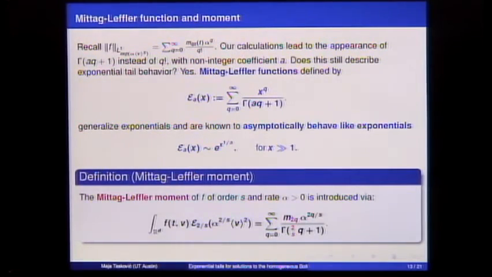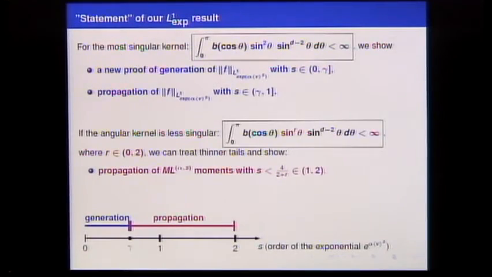And so we define Mittag-Leffler moments. The statement of our result consists of two parts. One is with the most singular kernel, when this extra weight has a power 2. We reproduce a new proof of the generation for s between 0 and gamma, and we can get propagation for s between gamma and 1. But after that, the proof doesn't work.